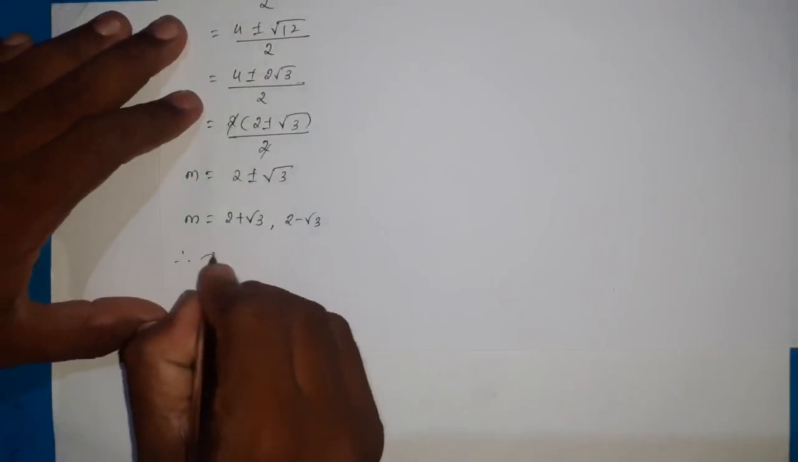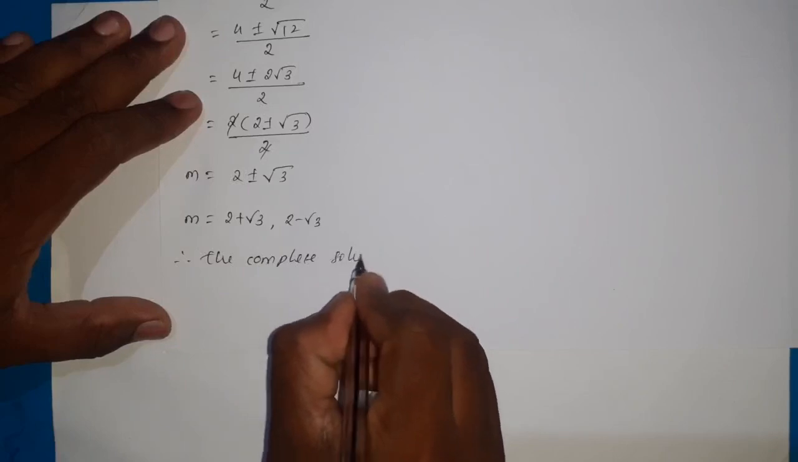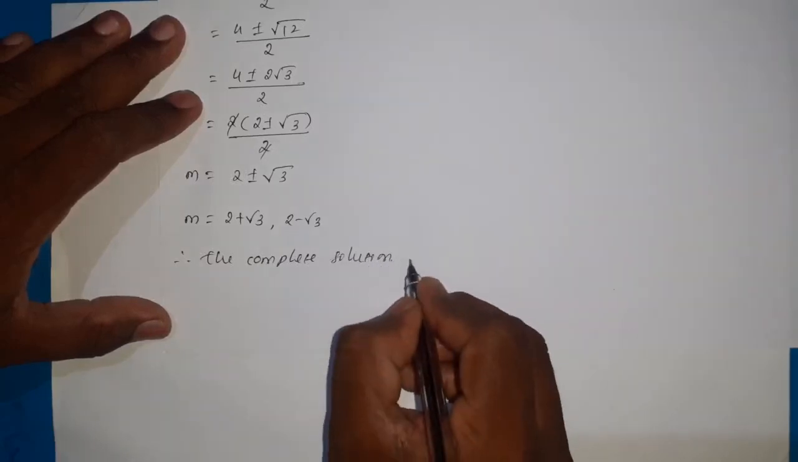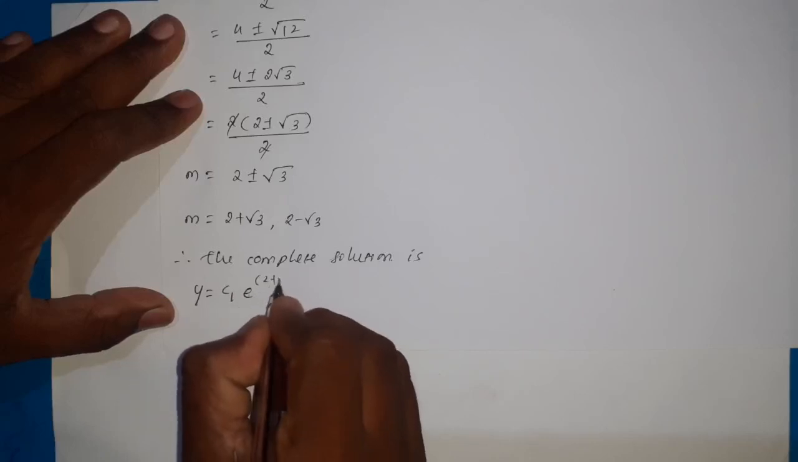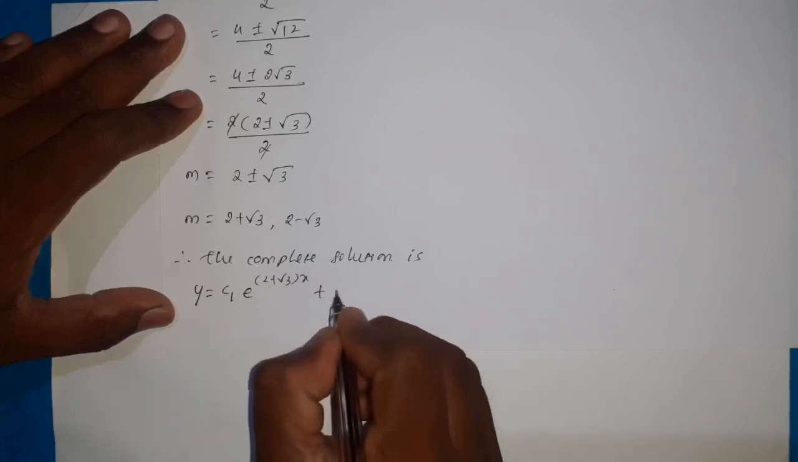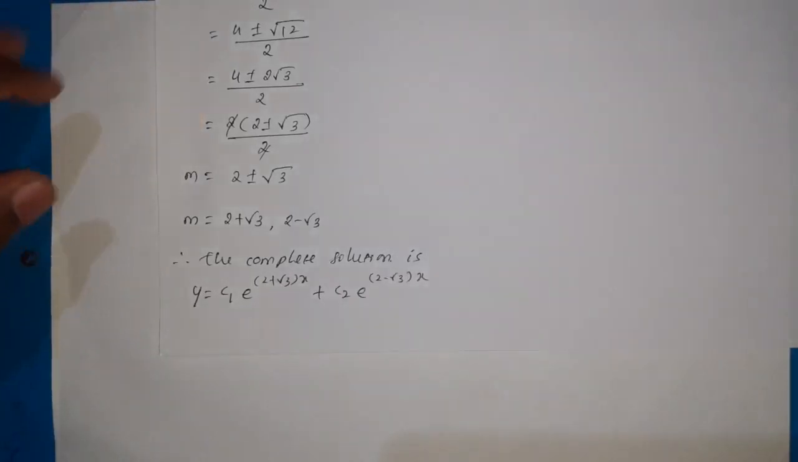So therefore the complete solution is y equal to c1 e power (2 plus root 3)x plus c2 e power (2 minus root 3)x, because whenever the roots are real, the solution is given by y equal to c1 e power m1x plus c2 e power m2x. So it is the complete solution of the given equation.